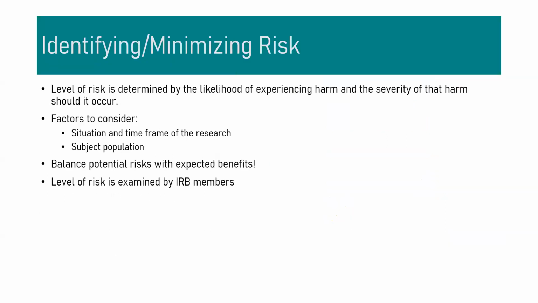And then, so the last really big aspect of the IRB is identifying and minimizing risk. This goes back to what we were talking about earlier with the history of beneficence. The level of risk of a research study can be determined by assessing the likelihood of experiencing harm, along with the severity of the harm should it occur.